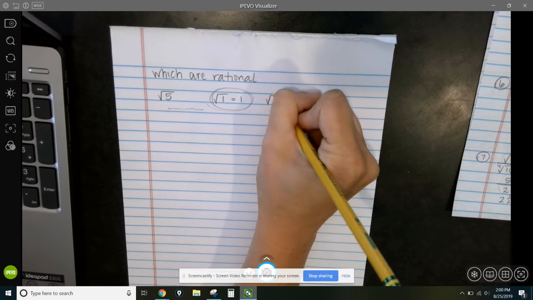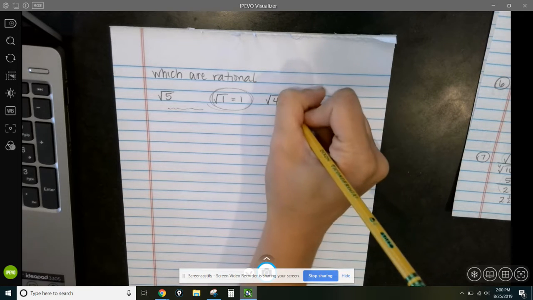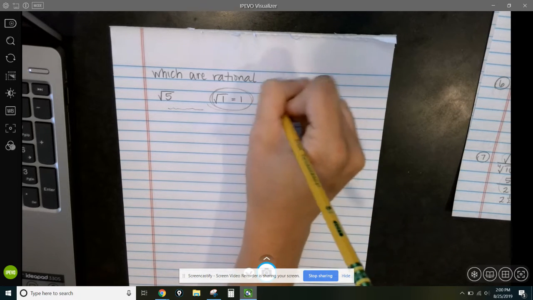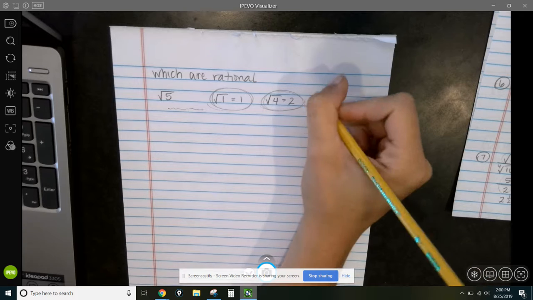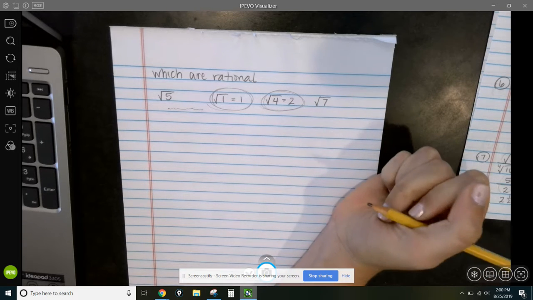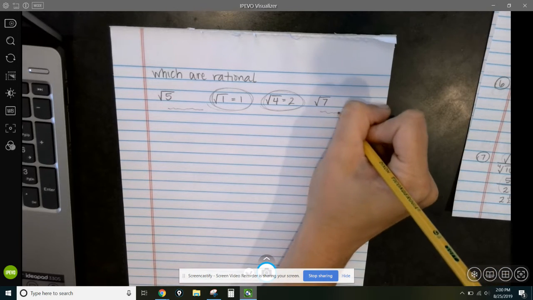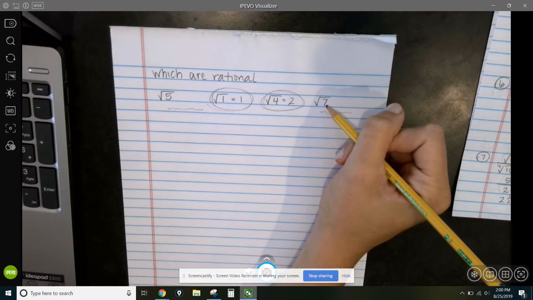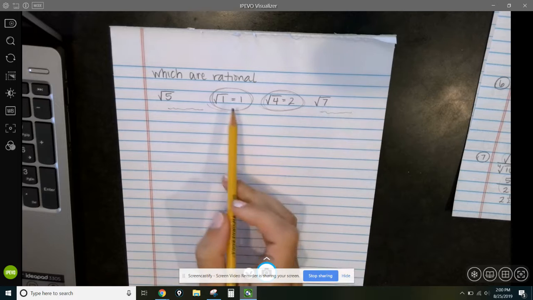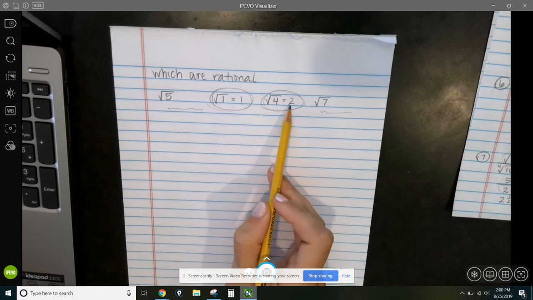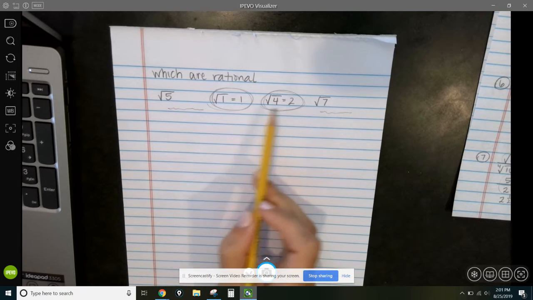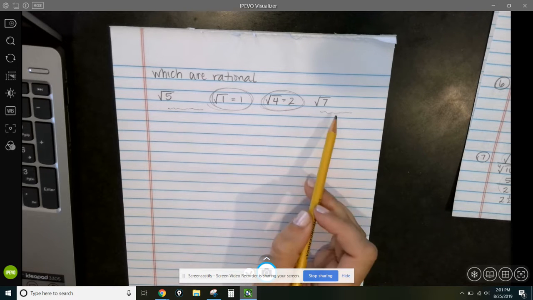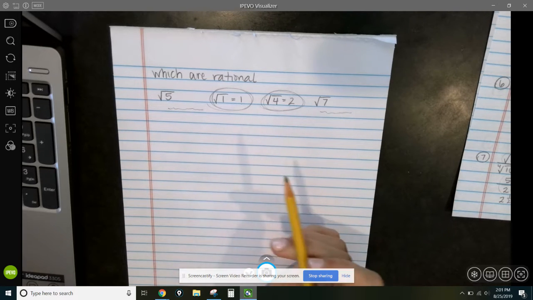Square root of 4. If you do that on your calculator or in your head, the square root of 4 is just 2. So this is rational. Square root of 7. Again, if you do that on your calculator, you're going to get some big, long decimal answer because there's no number that times itself equals 7. So rational numbers are the ones that terminate or repeat, and irrationals are those big, long decimals. So these are the two that are rational in these examples.